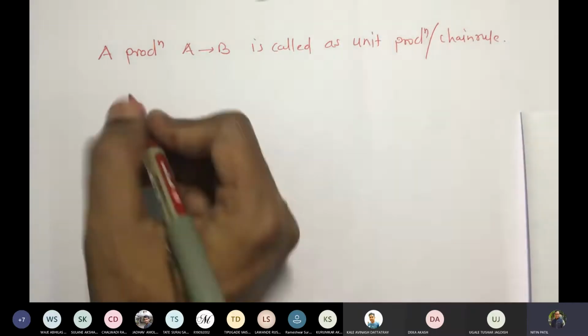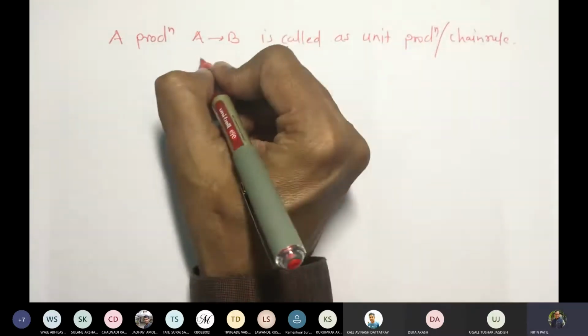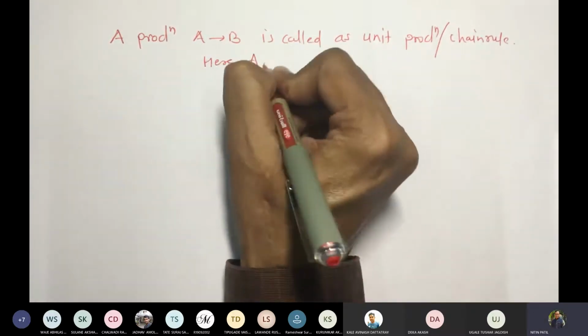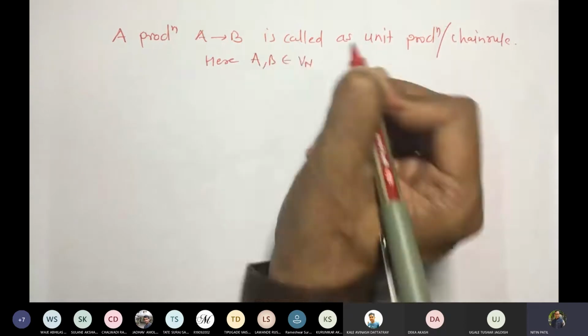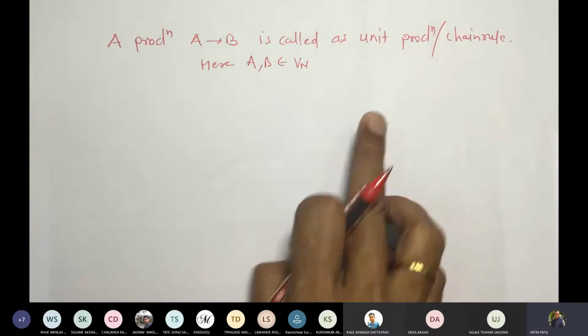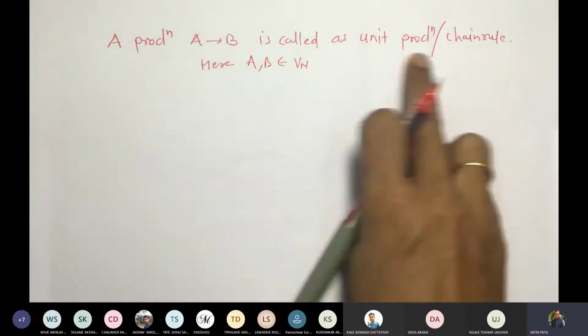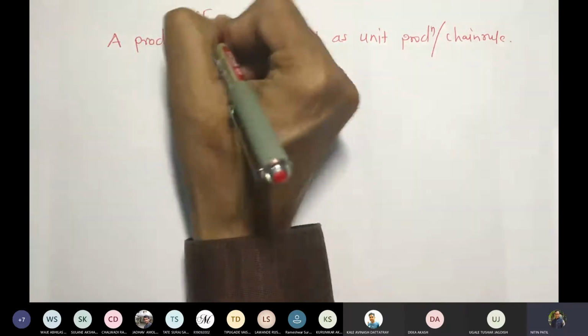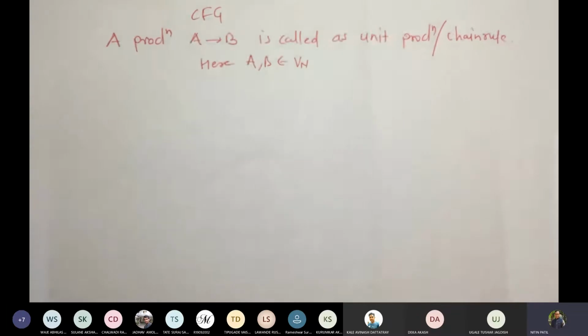So what is to be done? Suppose here A, B belong to Vn. Both of them are variables. In that context only we are going to say that this is a unit production. And definitely we are talking about a context-free grammar only.